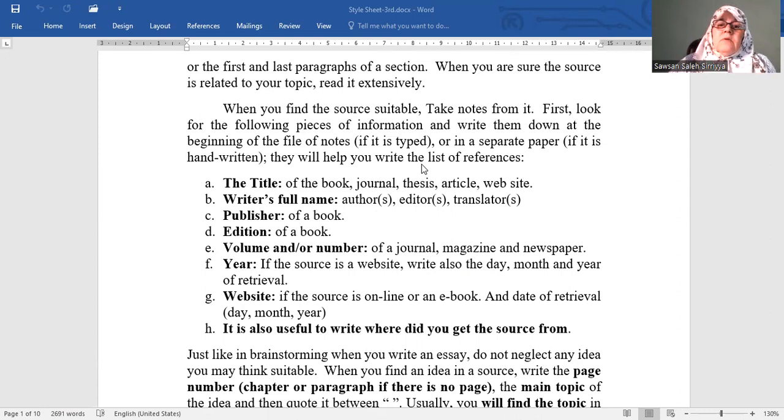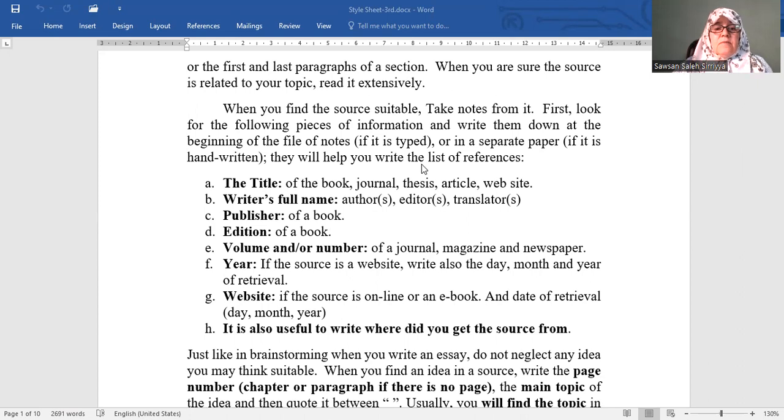After you decide that it is related to your work, you can read it extensively. And don't forget, when you read it extensively, you have to understand everything. You have to take notes from the source. And if you find a difficult word, find its meaning. Now, when you find the source suitable, take notes from it. It is very important to take notes because when you start writing, probably after 2 or 3 works, after you finish collecting the data, you will find that you have forgotten what you have read at the beginning. So you must take notes.